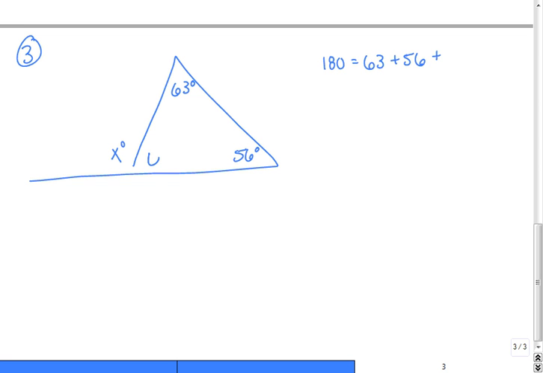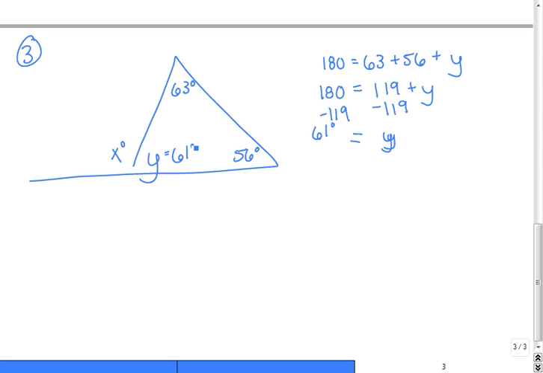Let's give it a variable. I'll call it y. Okay, so if those together are 180 degrees, I know that 63 plus 56 is 119. So I'm going to subtract 119 from both sides. And so I get 61 degrees for y.